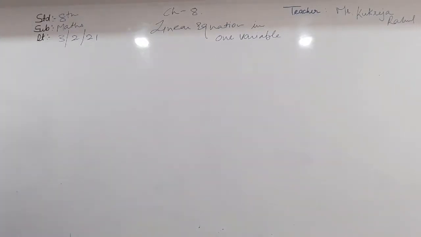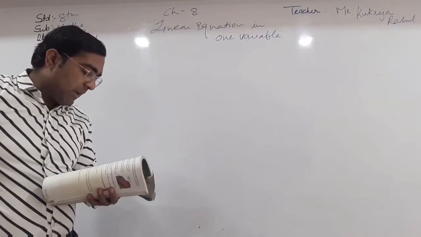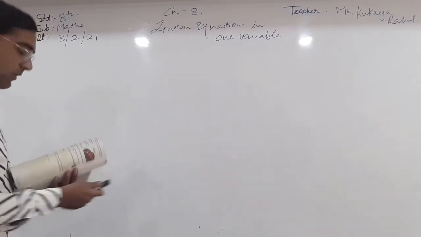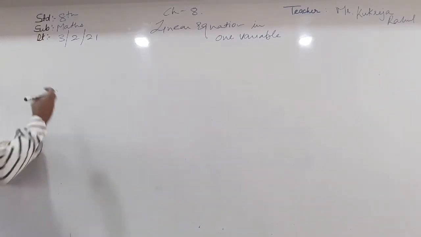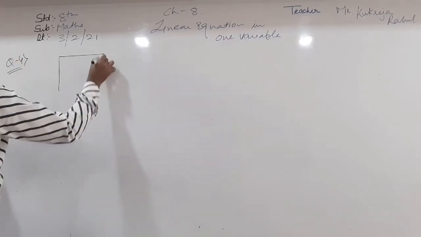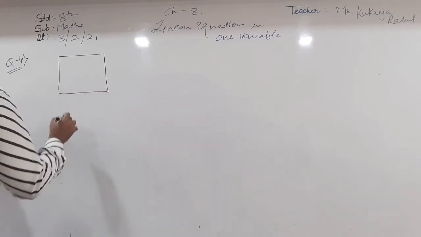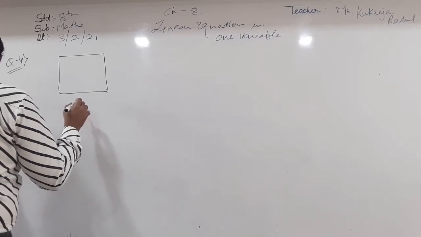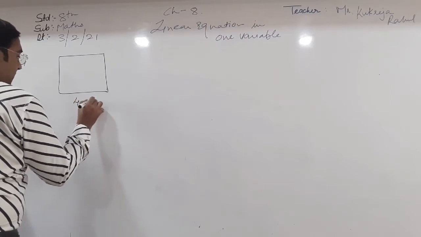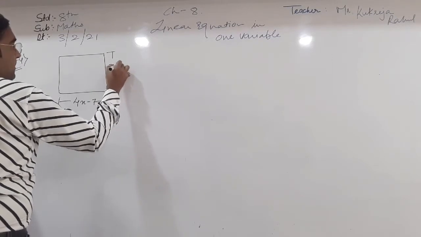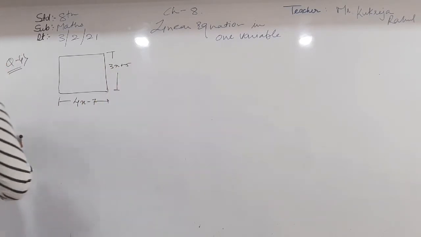Question number 4 is that here is a square, find the value of x and also the length of the side of the square. Okay? Here the square is given for question number 4. Find the length of the square. Here is 4x minus 7 and here the length is 3x plus 5. Clear?